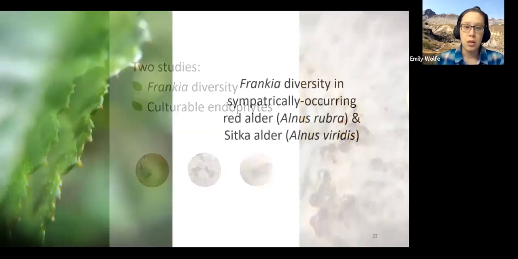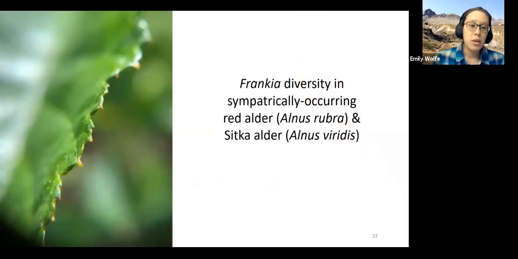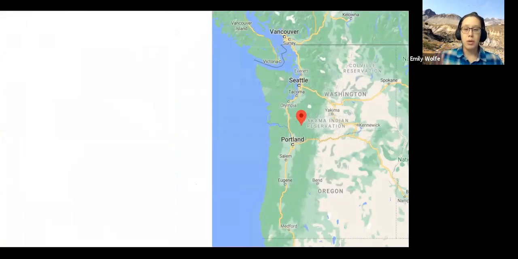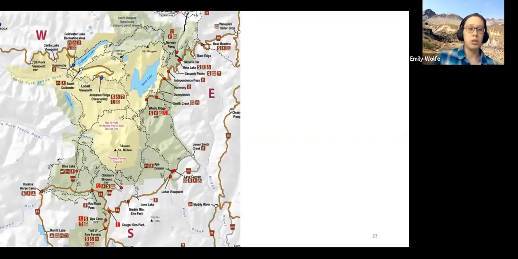So, all right, let's get started. This one is on Frankia diversity in sympatrically occurring red alder, Alnus rubra, and Sitka alder, Alnus viridis subspecies sinuata, on the pumice plain. Okay, so I'm going to orient us a little bit. Mount St. Helens is marked by the little red endpoint on the Google map. And it's about 2 hours outside of Portland, Oregon, about 2 hours outside of Olympia, Washington. And the sites I'm about to discuss were established along the Boundary Trail on the Johnston Ridge side of the pumice plain.